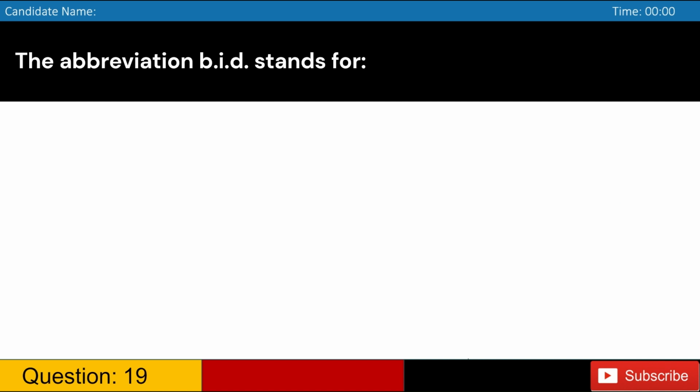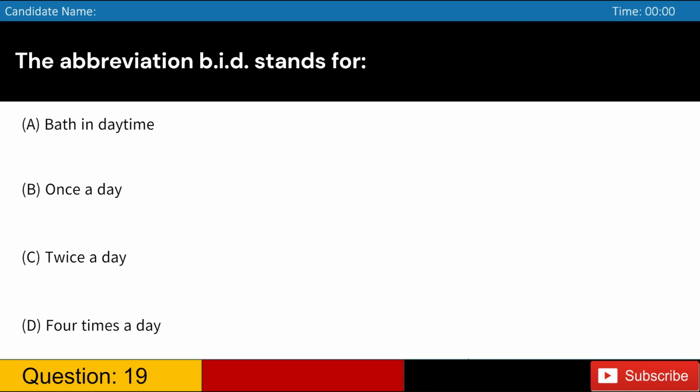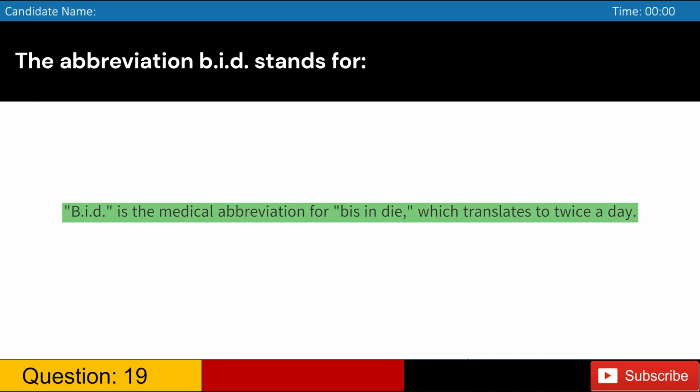The abbreviation BID stands for A. Bath in daytime. B. Once a day. C. Twice a day. D. 4 times a day. Answer C. BID is the medical abbreviation for bis in die, which translates to twice a day.